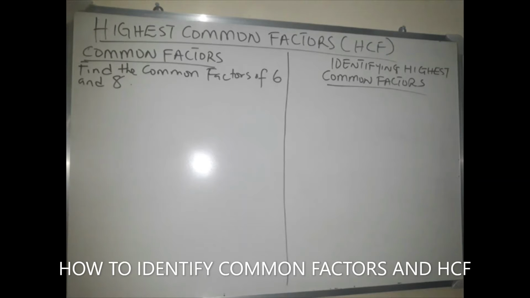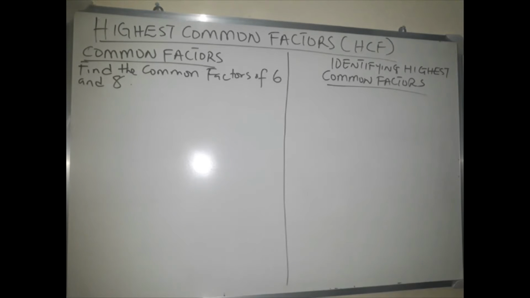Now, the common factors of two or more given numbers are those whole numbers that can divide the given numbers without a remainder. And as always, it's better when you can use an example to explain what you mean.